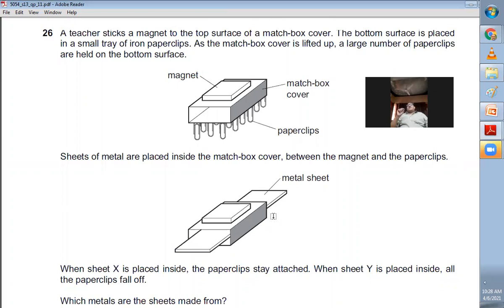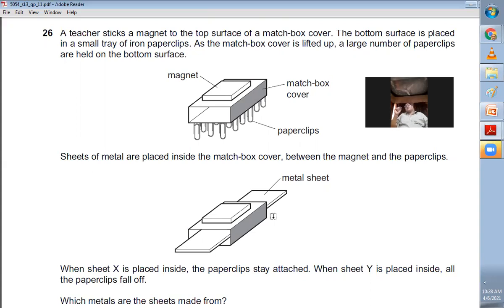A teacher sticks a magnet to the top surface of a matchbox cover. It's a matchbox cover, and on top of it you have put a magnet. The bottom surface is placed in a small tray of iron paper clips. If the matchbox cover is lifted up, a large number of paper clips are held on the bottom surface.